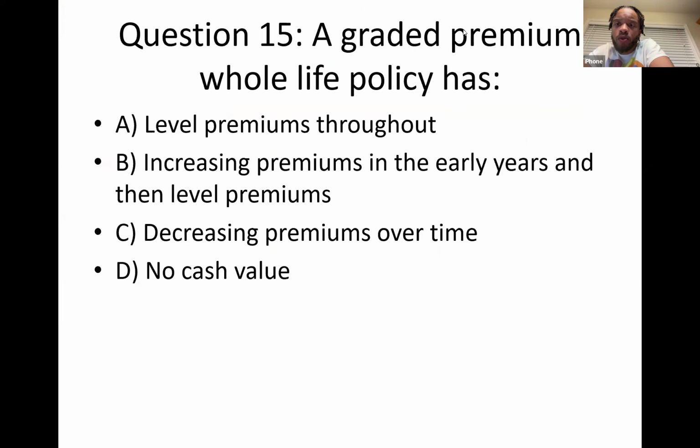A graded premium whole life policy has B, increasing premiums in early years and then level premiums.